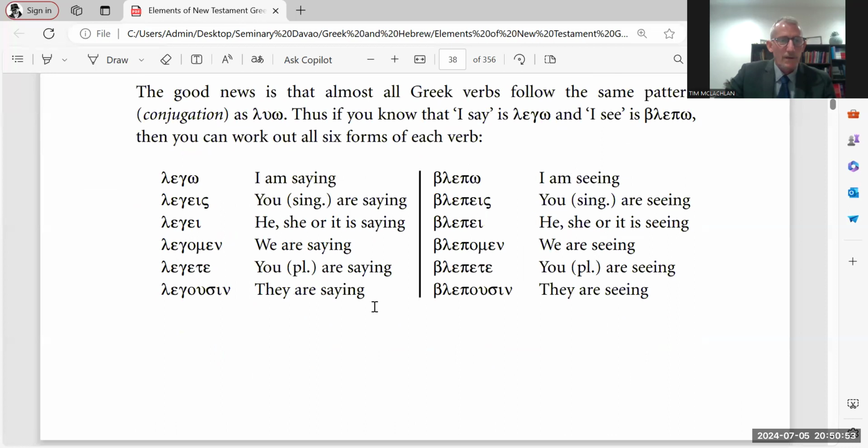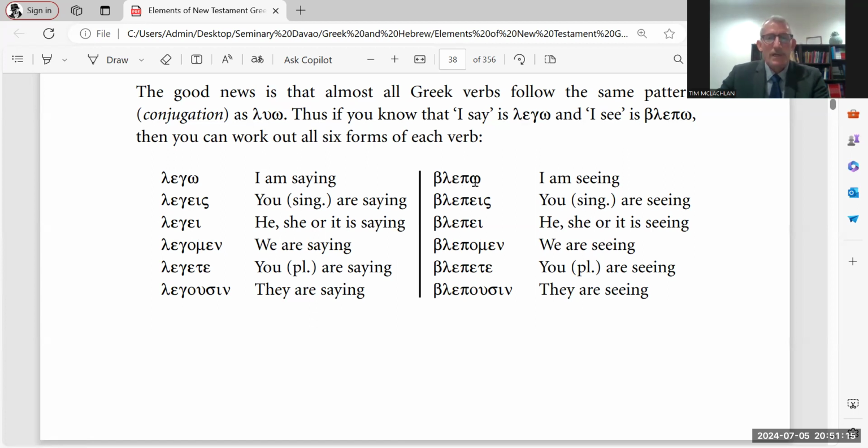Okay, well here's some more examples. Let's just go through these. So you had the word lego, that's the basic form to say I am saying, and then legeis, that's the you singular, legei, legomen, legete, and legousin, and you really should remember these. There's the six forms that you have to remember of the verbs.